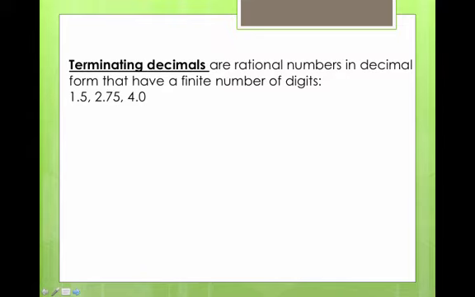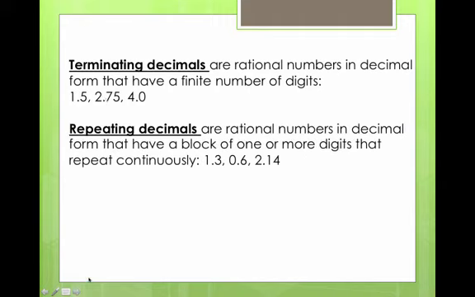Terminating decimals are rational numbers in decimal form that have a finite number of digits. So there's an ending to this, 1.5. There's nothing after it. Of course, I can put zeros, but there's no other value. Repeating decimals are rational numbers in decimal form that have a block of 1 or more digits that repeat continuously. So here we've got 1.3 and that 3 repeats. So this is really 1 1/3. Or 0.6, the 6 is repeating.